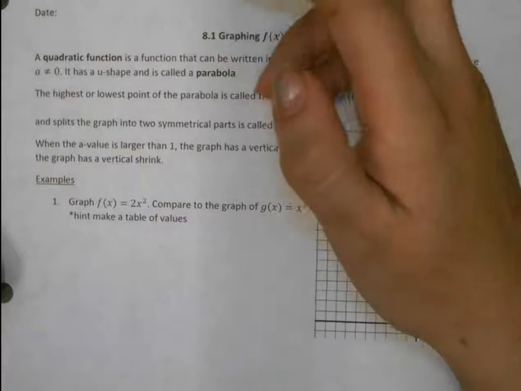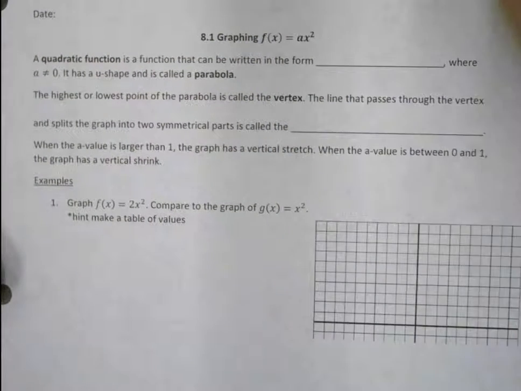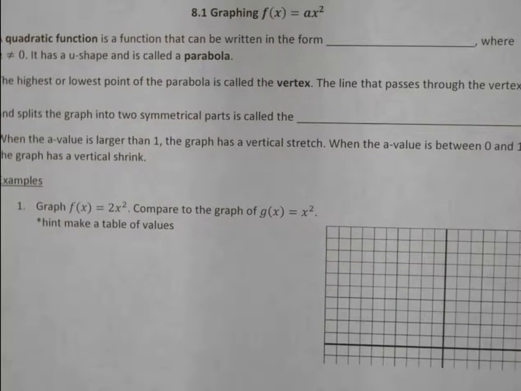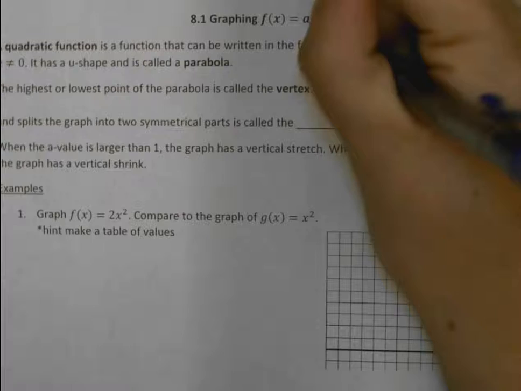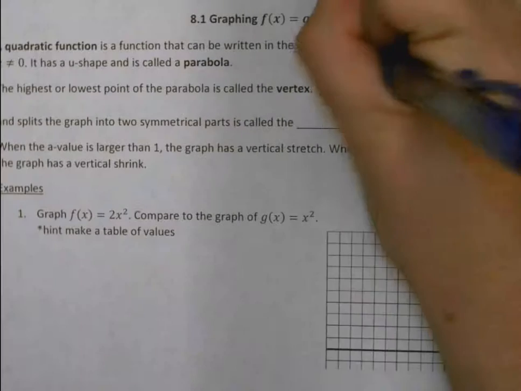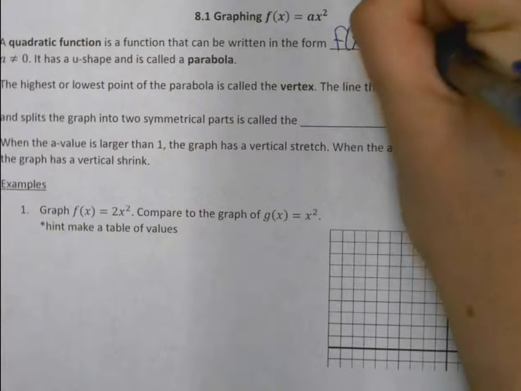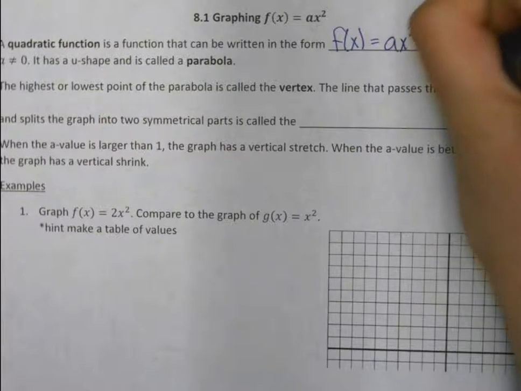Okay, so we're moving on to a new chapter today. We're talking about graphing quadratic functions. These are equations with exponents of 2. The standard form of these is f of x equals ax squared plus bx plus c.